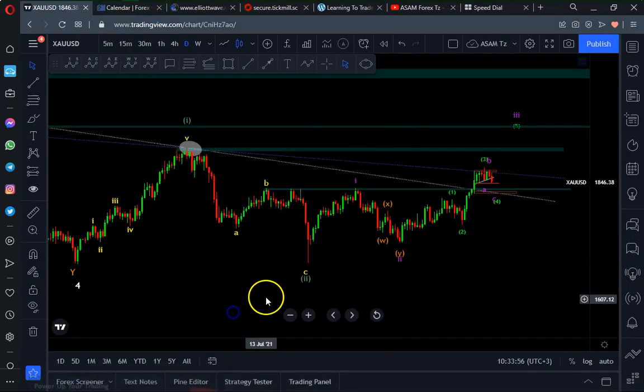Our today's analysis, as usual, we are going to see analysis on gold. We're going to see a detailed analysis. We're going to dig deeper to see in detail what is expected to happen in the market for the coming week.